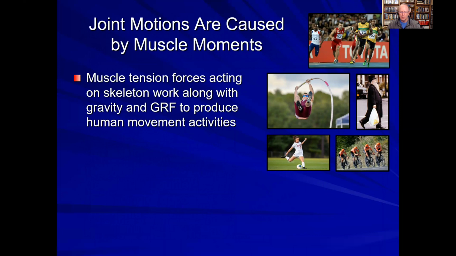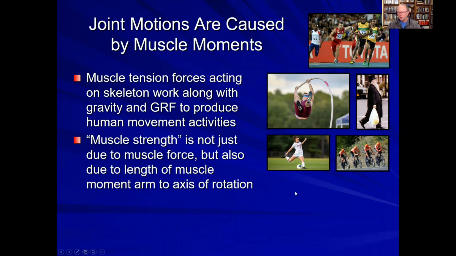In fact, all human movement activities are a combination of the muscle tension forces acting along with the tendon tension forces, fascia, ligaments, and joints to produce our motion. This being said, it must be understood that when we talk about muscle strength, and even when we're measuring muscle strength, we're not just measuring the force of the muscle, we're also measuring the relative moment arm of that muscle to its axis of rotation. So we have to understand that we're actually not measuring muscle force, we're measuring muscle moments at the joint when we do any sort of muscle strength testing clinically or in the laboratory.